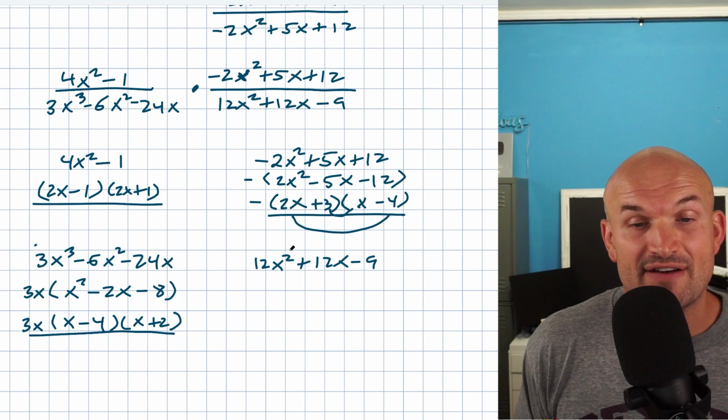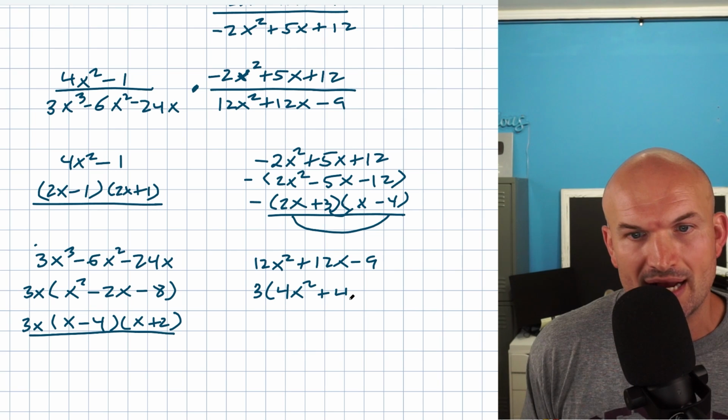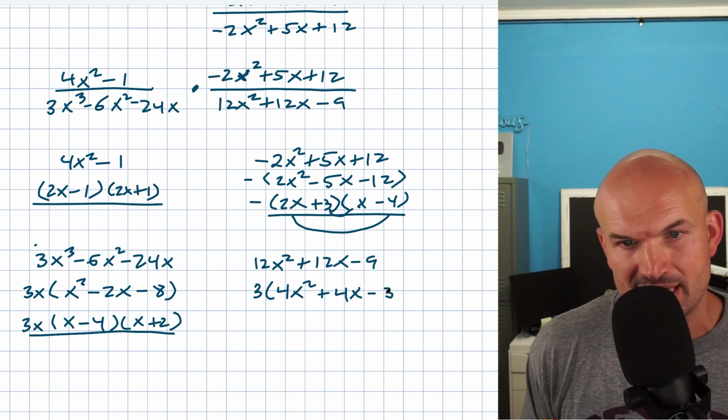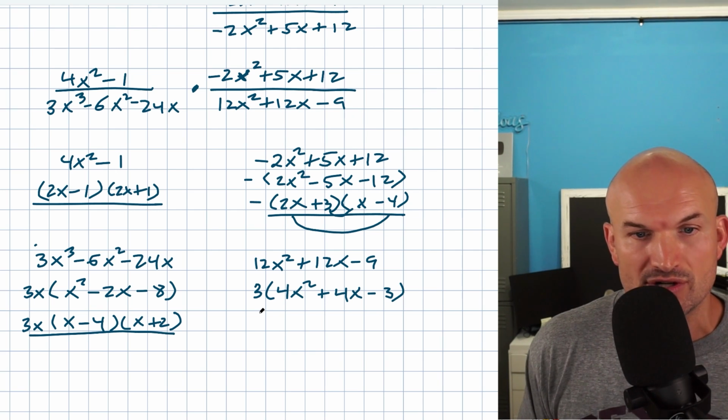Now in this case, it looks like I can factor out a 3. So when I do that, that's going to give me a 4x squared plus a 4x, and therefore that's going to be a minus a 3. And again, in this case, we're looking for a difference because our last term is negative and we have a coefficient of 4. So again, I need to break this up.